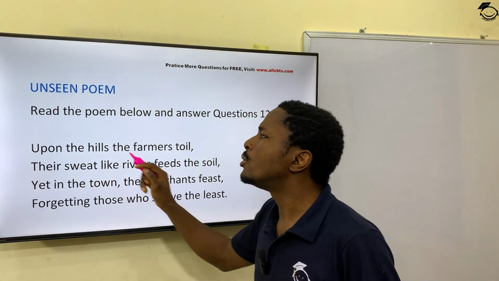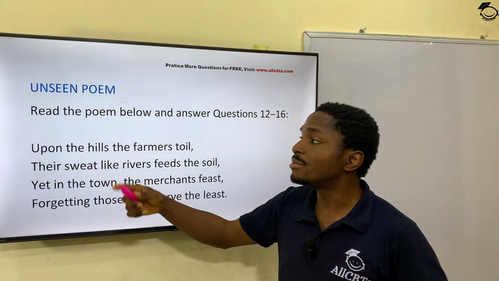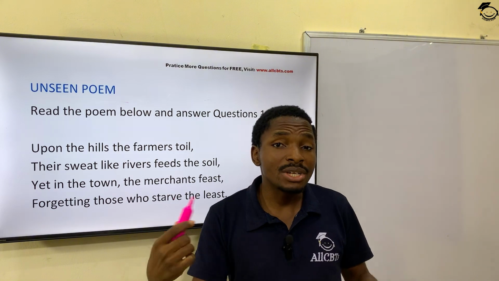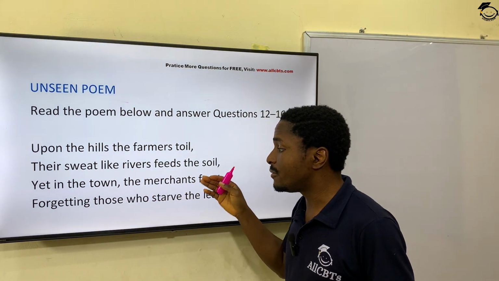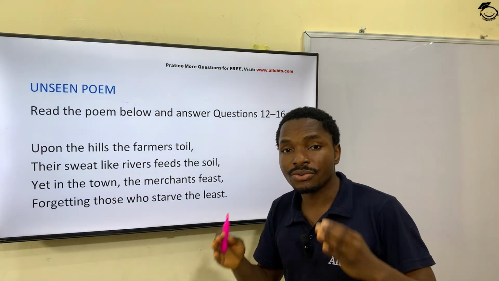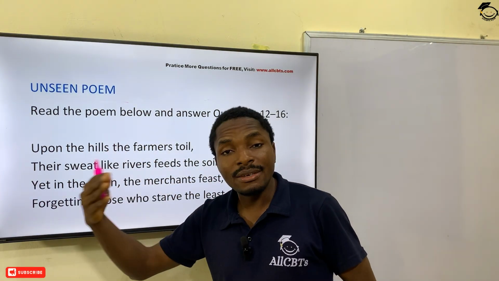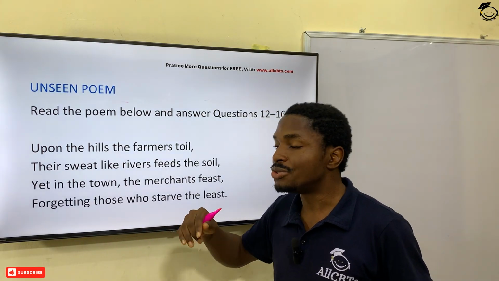What is an unseen poem, first of all? An unseen poem is a poem that you've not been given before to rehearse. You've not rehearsed, you're not aware of the poem. You have probably seen the poem for the first time as you looked at your question paper or on your computer screen.